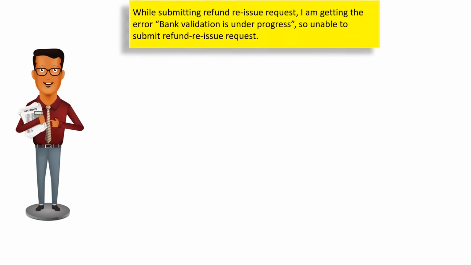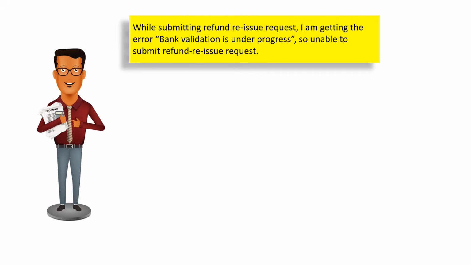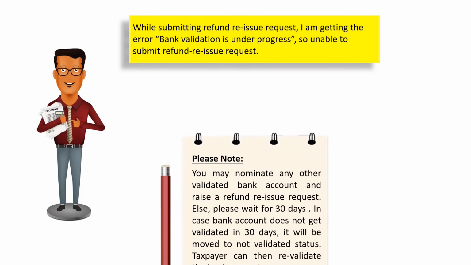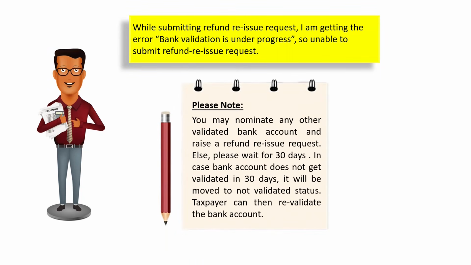While submitting the refund reissue request, if you're getting an error that the bank validation is under progress, so unable to submit the refund reissue request, you may nominate any other validated bank account and raise a refund reissue request. Else, please wait for 30 days. In case the bank account does not get validated in 30 days, it will be moved to not validated status and then you can revalidate the bank account.